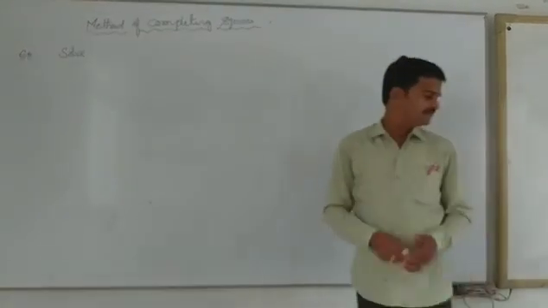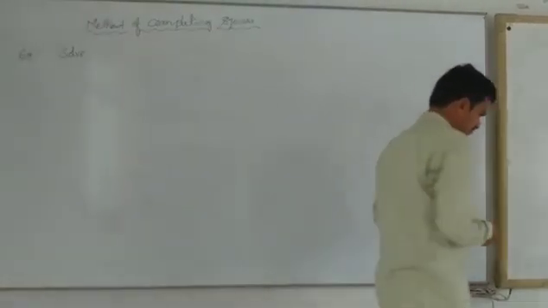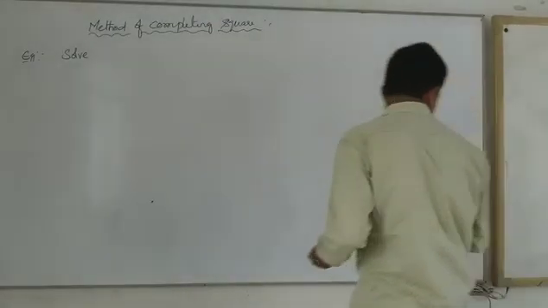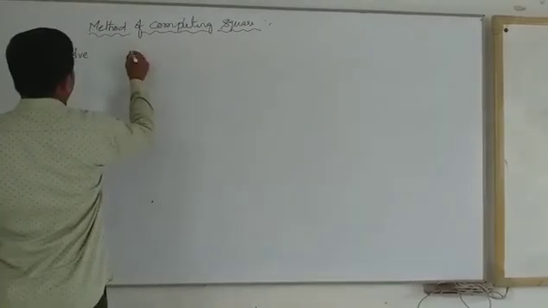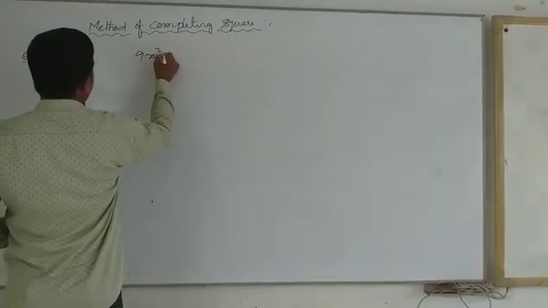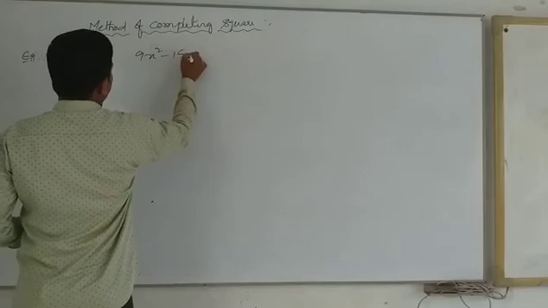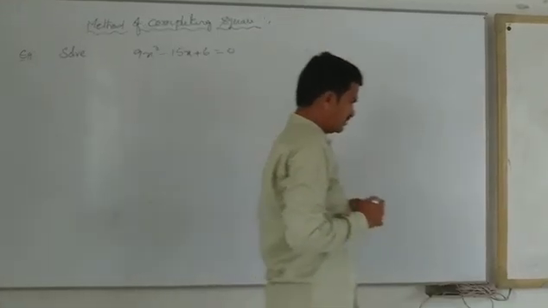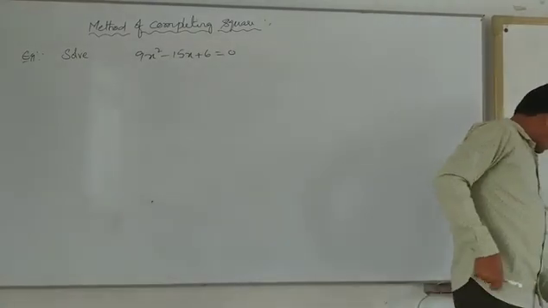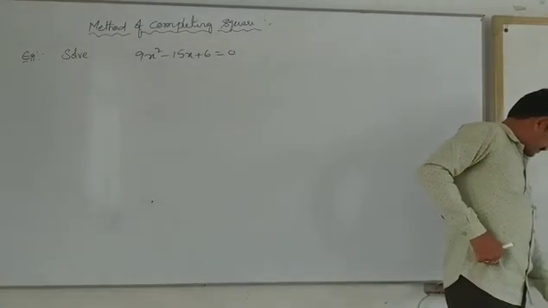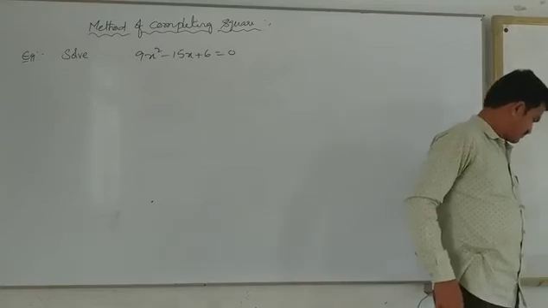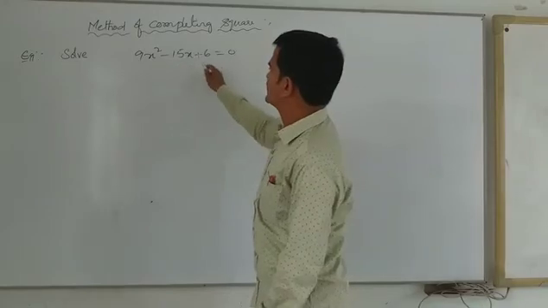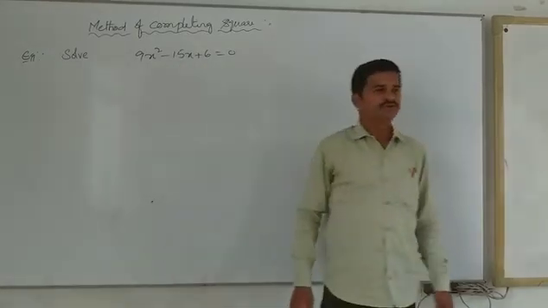Madam, solve 9x square minus 15x plus 6 equals to 0. Solve 9x square minus 15x plus 6 equals to 0. Are you clear?